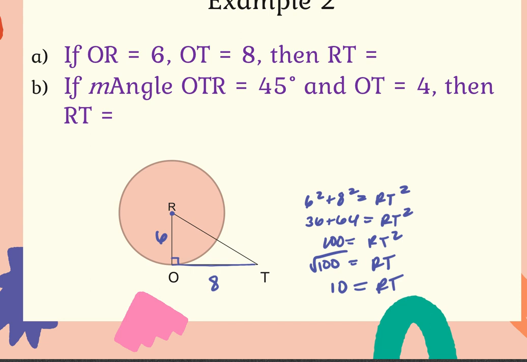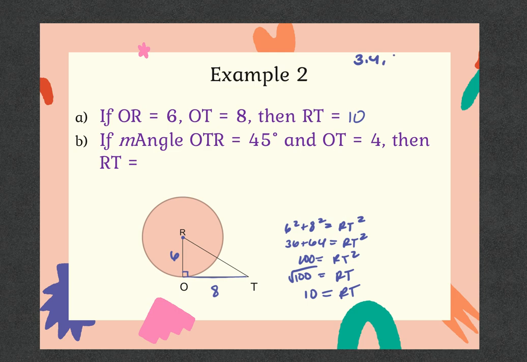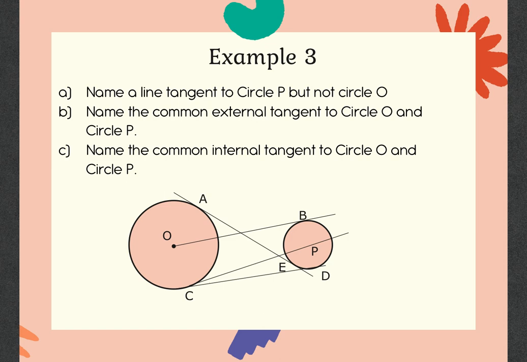That is also a triple, 6, 8, 10. Know it, and it saved you all that work. So remember your triples: 3, 4, 5, 6, 8, 10, 5, 12, 13, 7, 24, 25, 8, 15, 17. Those are going to pop up still because we're still dealing with right triangles. Questions on that one? All right, example 3 says name a line tangent to circle P but not circle O.